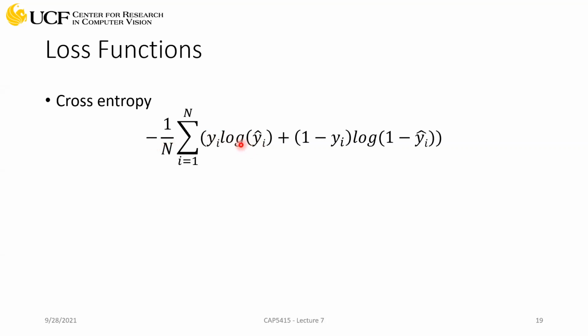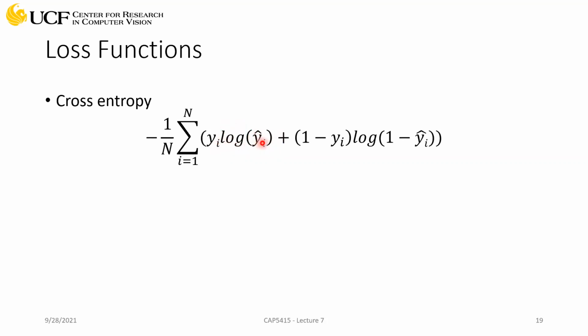Now, if you look at the log curve, it goes from negative infinity to infinity, right? And it crosses the axis at 1 because log 1 is equal to 0. So if your network predicts 1, then log of 1 will be 0, which means the loss is 0. So that's perfect. That's what we wanted, right? The network did the right job, and the loss value is 0, and we are happy.